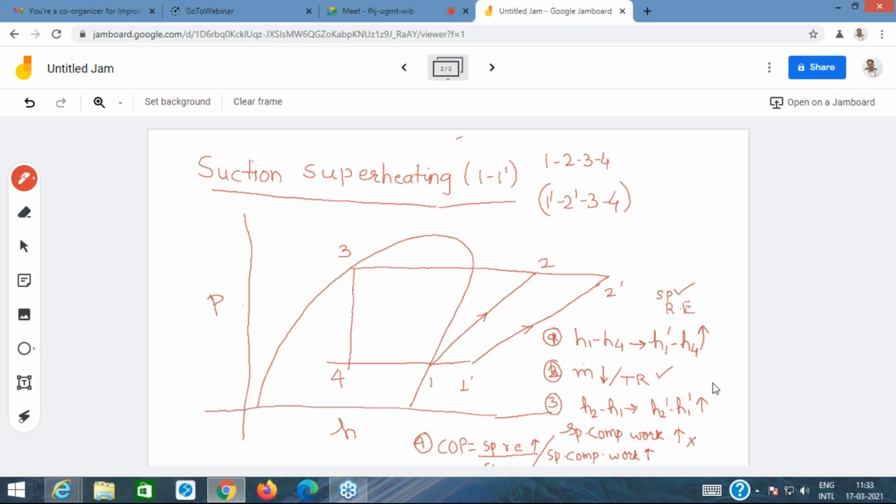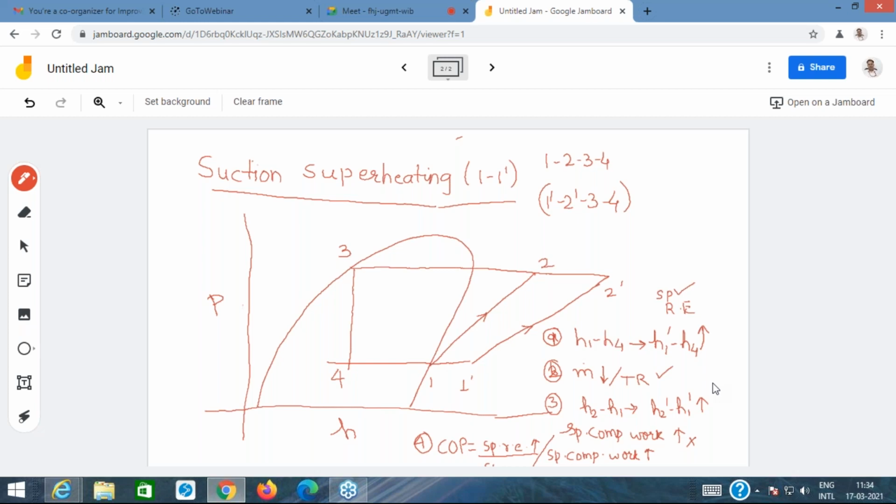The heat rejection would also increase. If you see the heat rejected in the condenser, earlier in the saturation cycle it was H2 minus H3, and now it has increased to H2 dash minus H3. So the duty on the condenser has increased, and the condenser size has to be increased. So these are the important impacts of suction superheating.